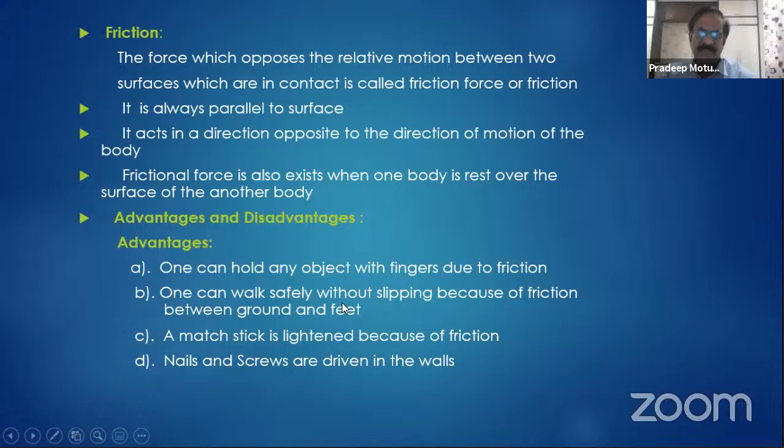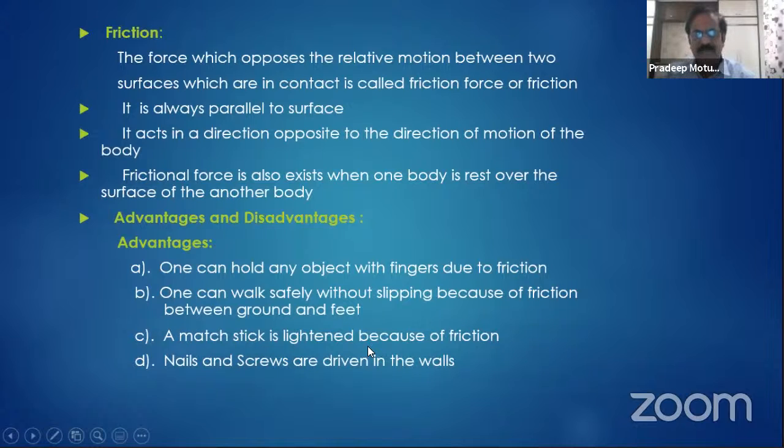One can walk safely without slipping because of friction between ground and feet. You are walking, running, everything is due to friction between the feet and the floor. If there is no friction, what happens? You simply skid or slip. So one can walk safely without slipping because of friction between ground and feet.